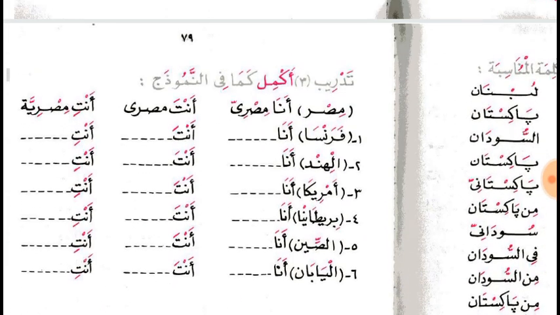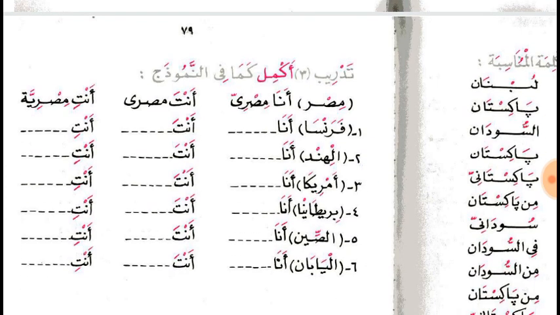Arif min al Libya. Arif Libi. Yes. Okay, sir. Yusuf min al Bahrain? Yusuf Bahraini. Correct. Shahid min al Iraq. Shahid Iraqi. Correct. On the next page.